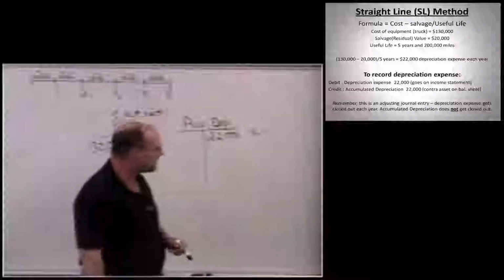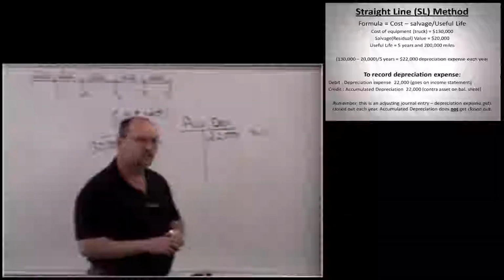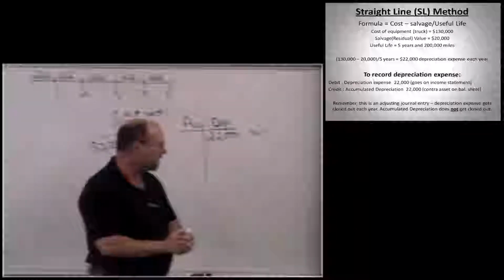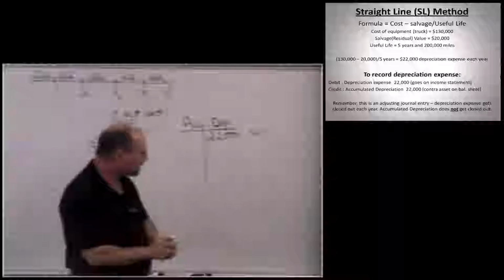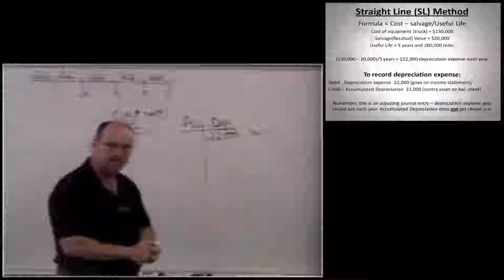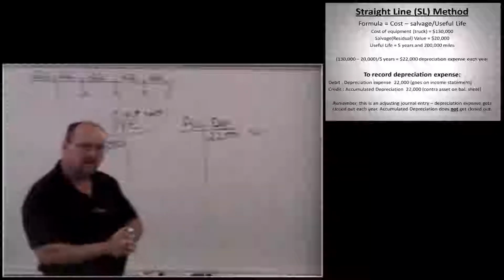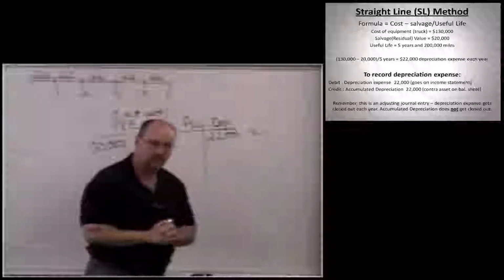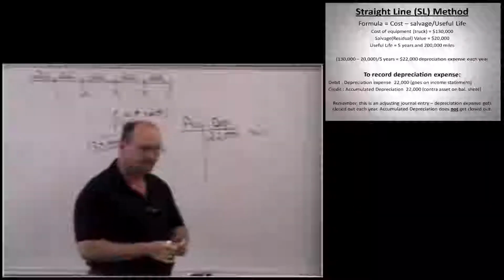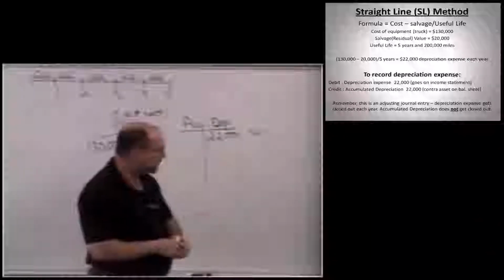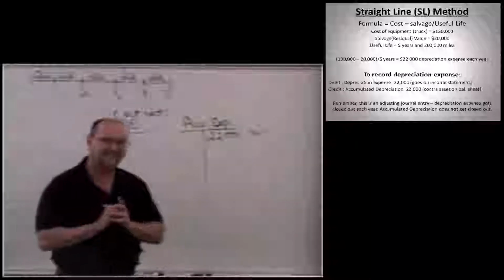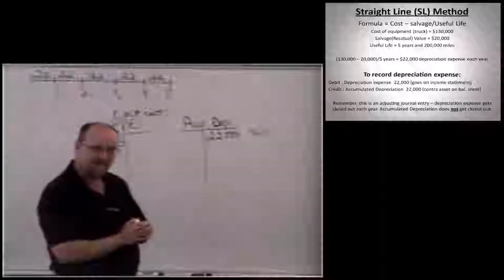Okay? And again, the journal entry to record depreciation is always debit depreciation expense, credit accumulated depreciation. Notice, this is an adjusting journal entry. Depreciation expense gets closed out at the end of the year because it's a temporary account. Remember what we said in a previous lecture, an adjusting journal entry will have one income statement account and one balance sheet account. We have that. Depreciation expense goes on the income statement. Accumulated depreciation, which we said was a contra asset, goes on the balance sheet.